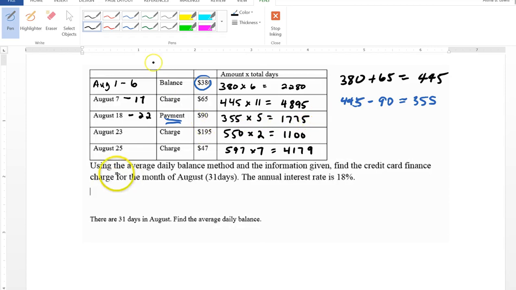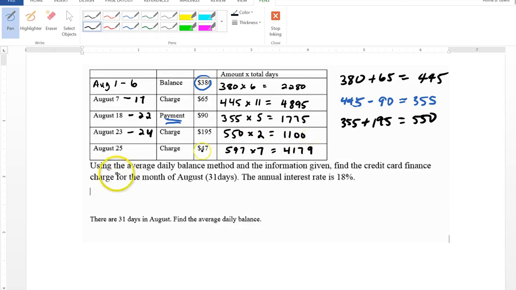And then next we have a charge of $195. So we take the 355 and add the charge of $195, which is $550. So that gives us our new amount in line 4, and that's from dates 23rd through the 24th. And we multiply the 550 times 2 for 2 days, and that's 1,100.